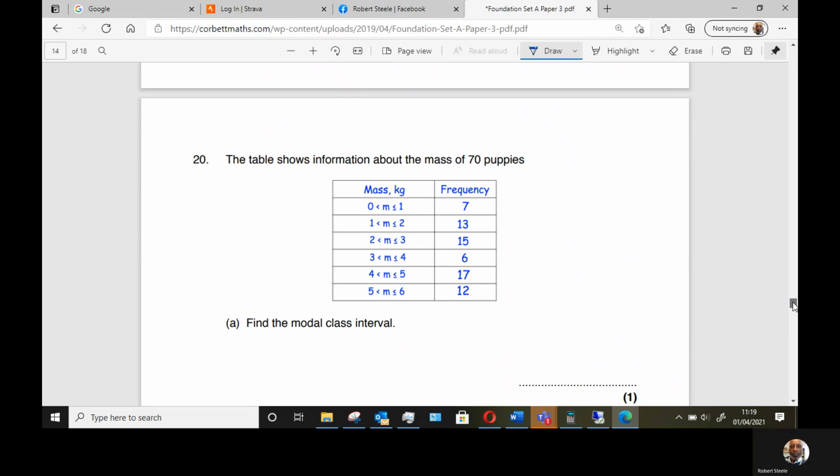Okay, the modal class interval. Well, see, the highest frequency is here. What that's telling us is that 17 puppies have a mass of between 4 and 5 kilograms. So this interval is our modal one.